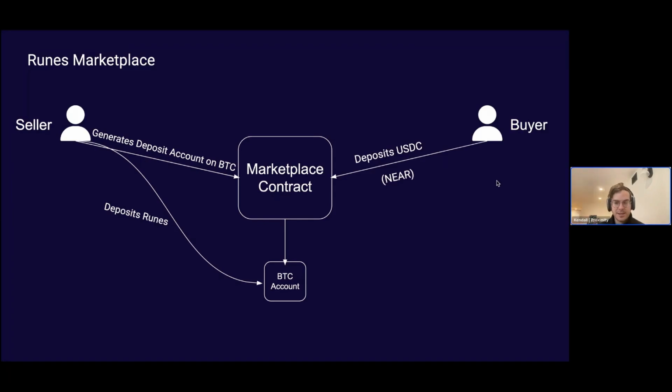Let's imagine that separately to this interaction, this buyer deposits USDC, in this case on Near, because they can do it directly. But again, it's possible to recreate this same pattern where they get a deposit address on maybe Solana, deposit USDC into that, and the marketplace still has control and custody of the assets temporarily, so it can serve as this effective intermediary in a trustless manner.